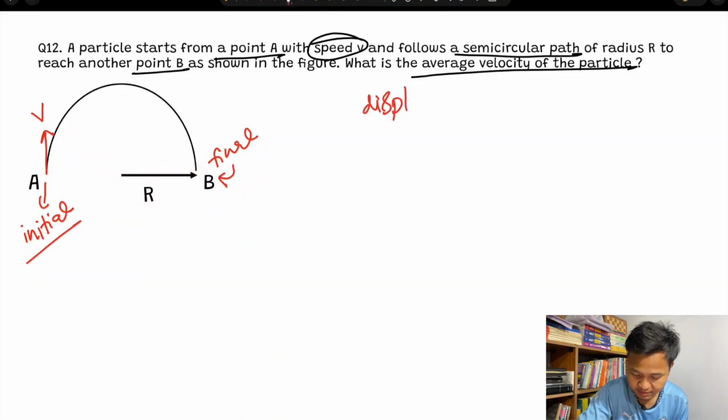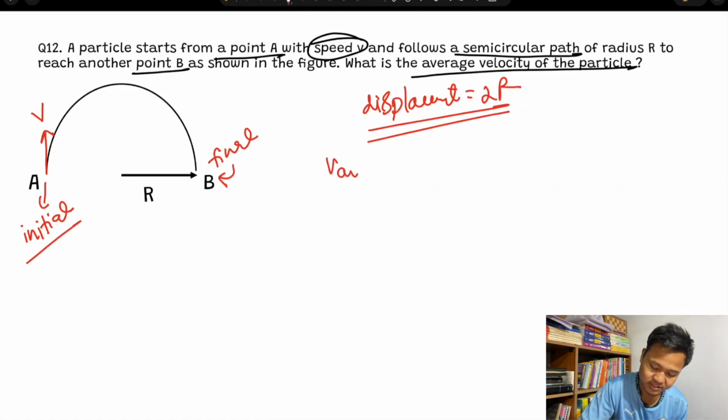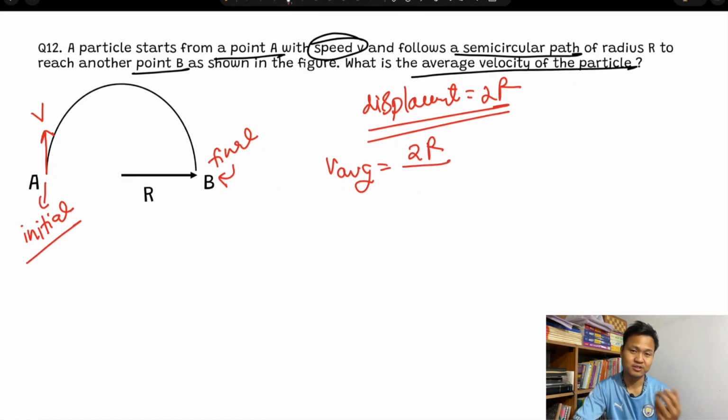So displacement is nothing but 2r. But I need time also, right? Because average velocity is total displacement by total time. So v average is how much? Total displacement divided by total time. I don't know what the total time is, so how do you find total time? Here you're given speed, not velocity, so you can also find the distance.